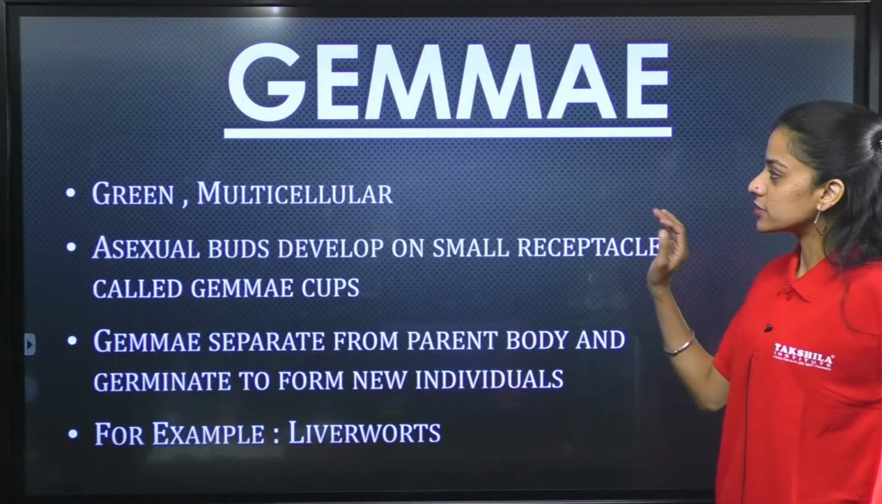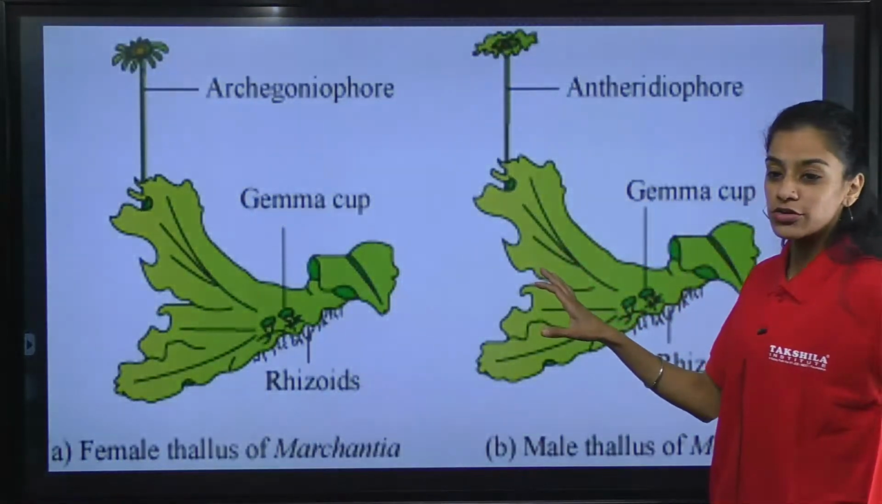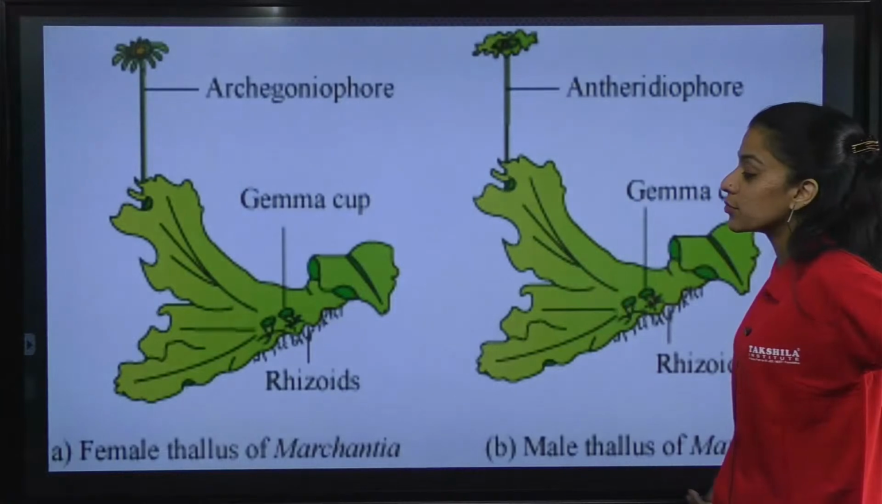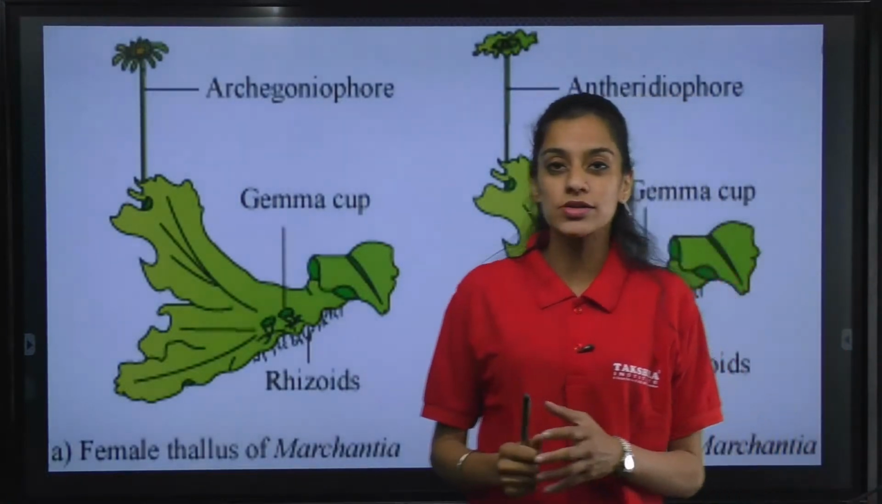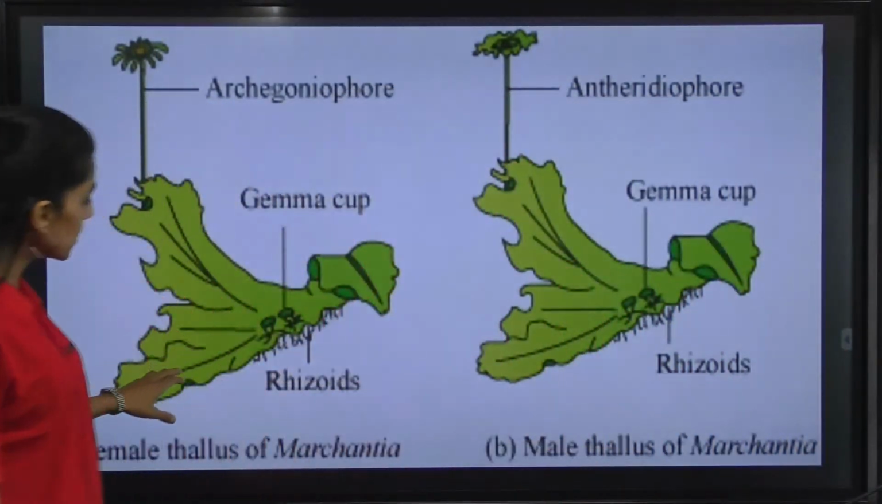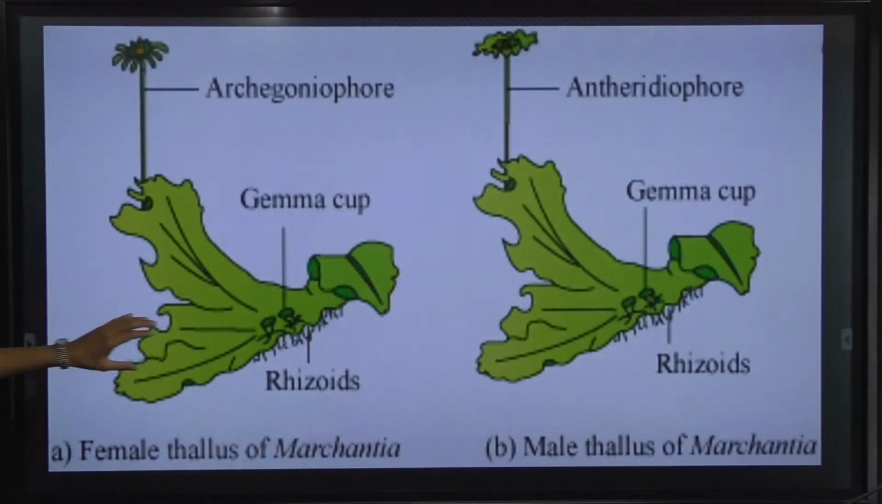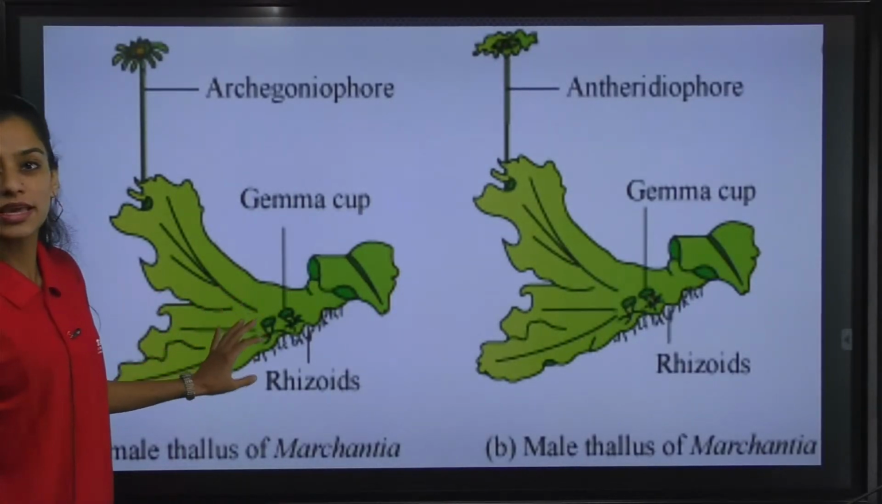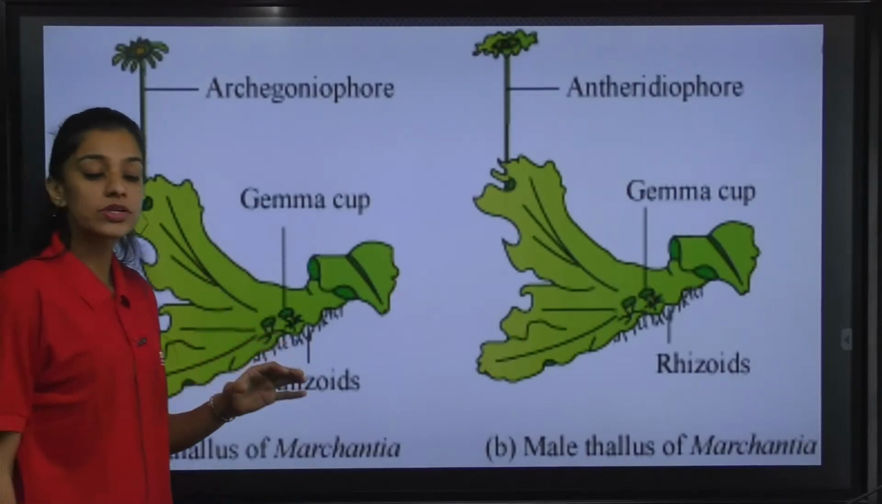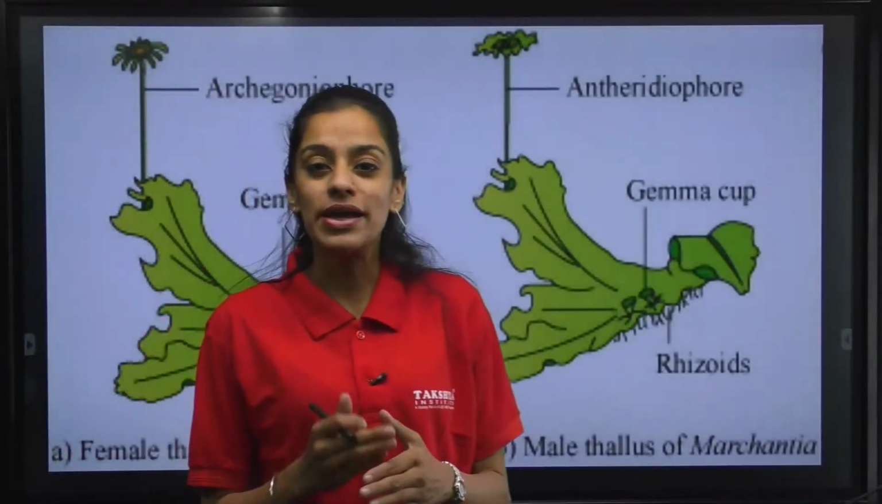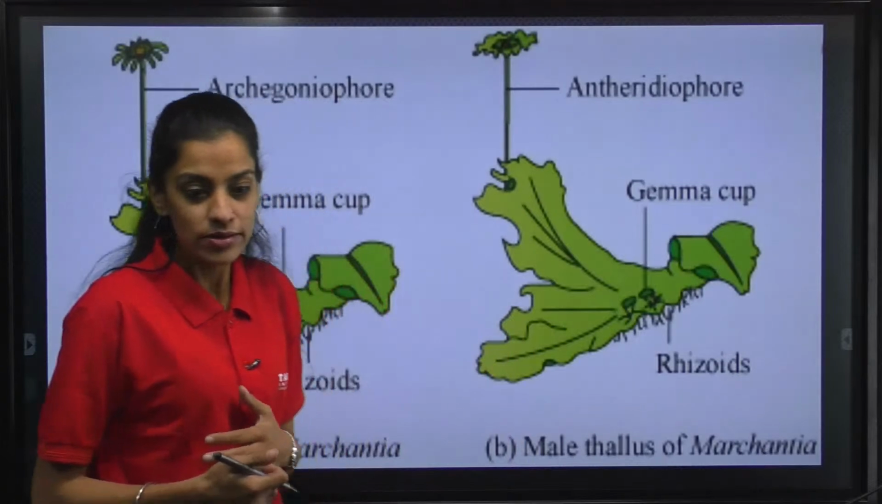Right, so if you see the structure here, that is similar to what is given in your NCERT book. Marchantia belongs to a class of liverwort. Can you see here that you have a green colored structure which is referred to as gemma cups, over which you have the male and female, right?